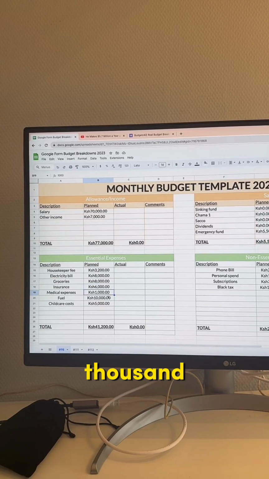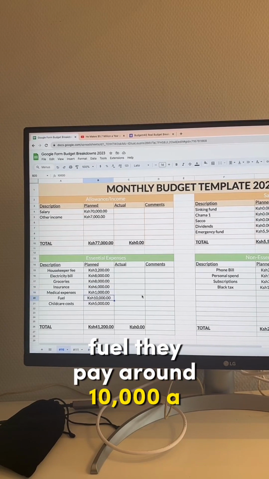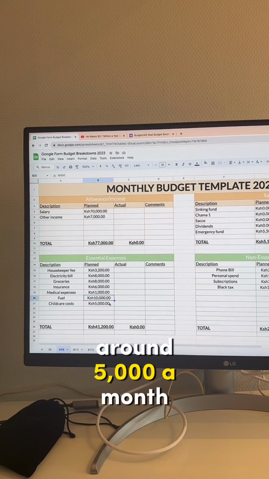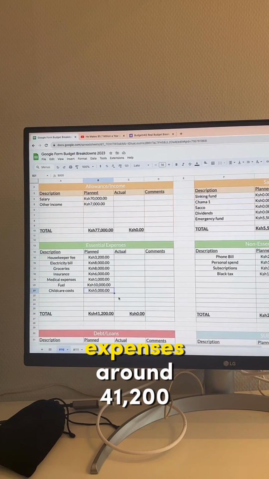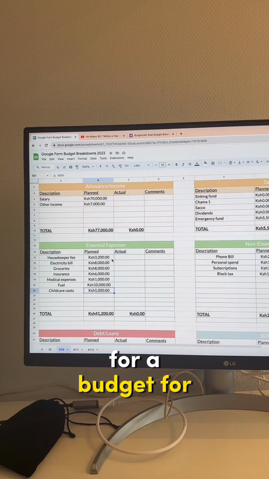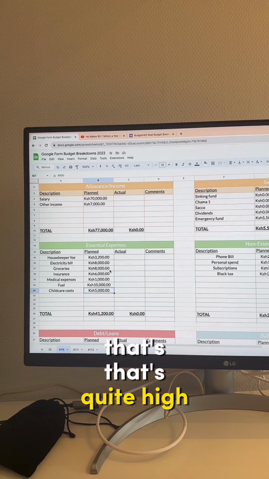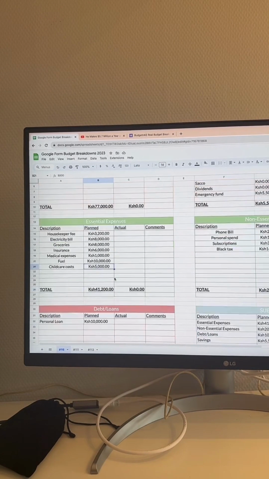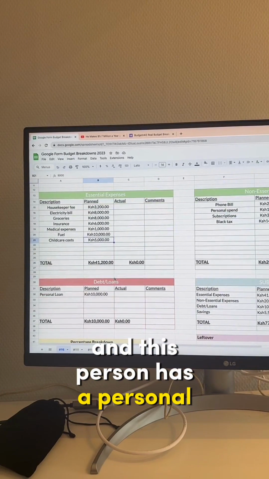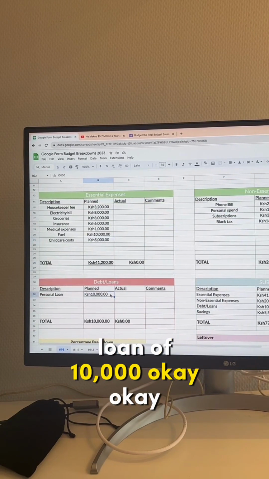Medical expenses 1,000. Fuel, they pay around 10,000 a month, and childcare costs around 5,000 a month. So this makes their essential expenses around 41,200. For a budget, for a salary of 77, that's quite high. But let's see how it goes. And this person has a personal loan of 10,000. Okay.